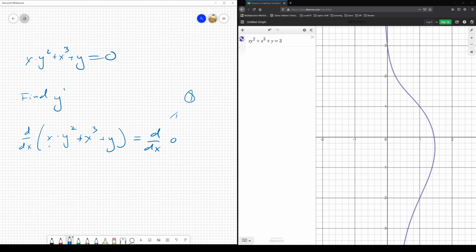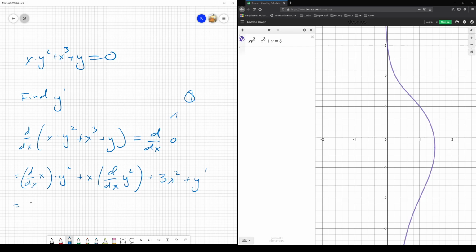So in order to take the derivative of x times y squared, I need to apply the product rule. So I'm going to get the derivative of x times y squared plus x times the derivative with respect to x of y squared. Then I'm going to get plus the derivative of x cubed is 3x squared, and the derivative of y is y prime.